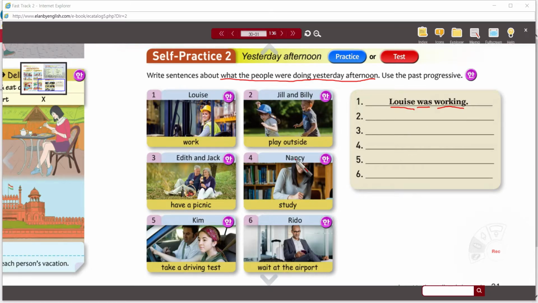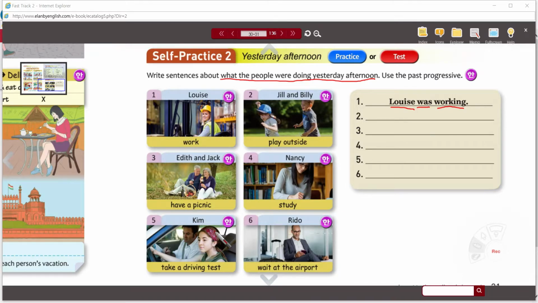What about Nancy? What was she doing yesterday afternoon? Nancy was studying. So Nancy was studying. Okay. She is not studying now. Okay, but yesterday afternoon she was studying. That was the activity happening at that time.